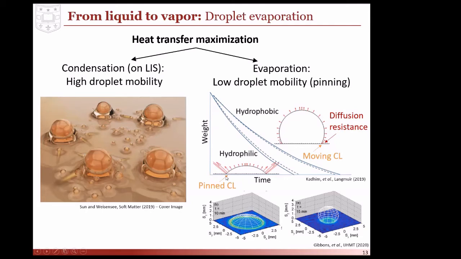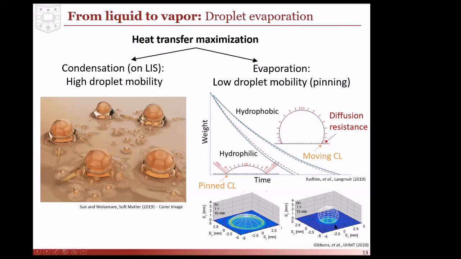It has a pinned contact line, which means that as the droplet evaporates, it becomes thinner and thinner, and the conduction resistance through the droplet, especially near the contact line, becomes smaller, so we have enhanced heat transfer at the contact line. Whereas for the hydrophobic, we typically have a moving contact line, so the contact angle stays the same, and we have a diffusion resistance near the contact line. So if you look down here, in both cases we have most of the heat transfer happening at the contact line.